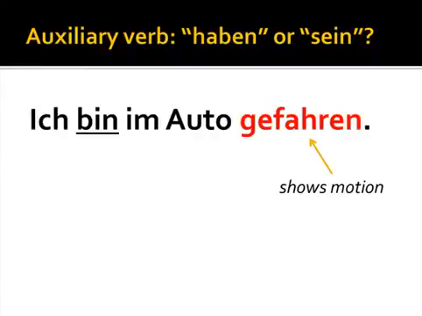Now, finally, the question is, when do I use the helping verb sein, and when do I use the helping verb haben? A rule of thumb to keep in mind is that generally, if a verb shows motion, for example like the sentence you see on the screen, ich bin im Auto gefahren, I drove in the car. I'm moving from point A to point B. I get in the car, I turn the engine on, I go from point A to point B. There's motion between those points. Therefore, I'm going to have to use some form of sein as the helping verb.